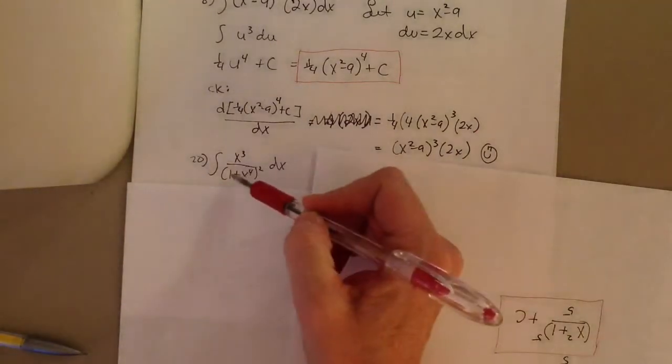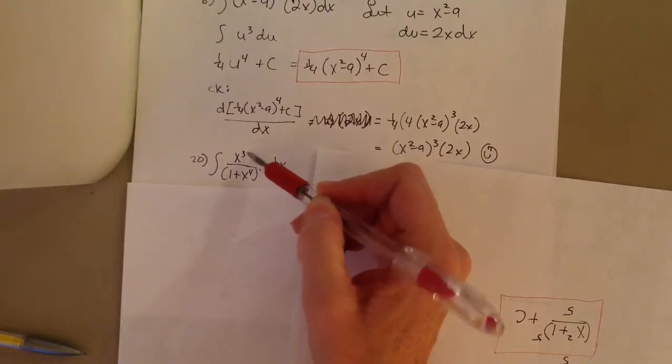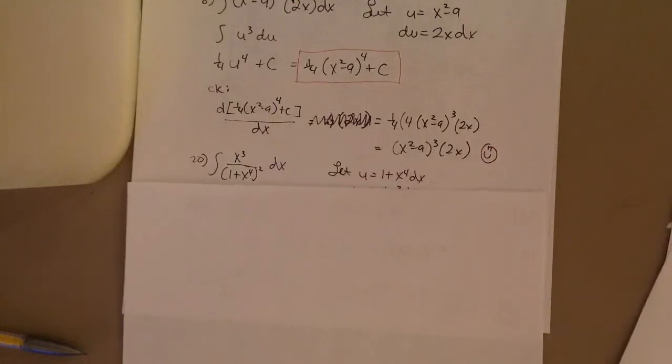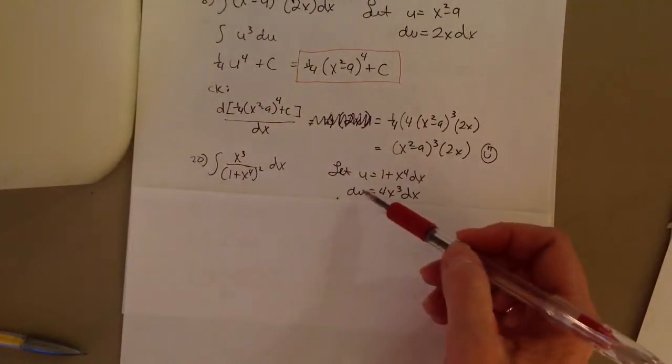So if I let u be 1 plus x to the fourth, I know when I take the derivative, I'm going to end up with an x cubed. That's probably the route I want to take. So let's see what happens. So I'm going to let u equal the 1 plus x to the fourth. I'm going to take the derivative of that.